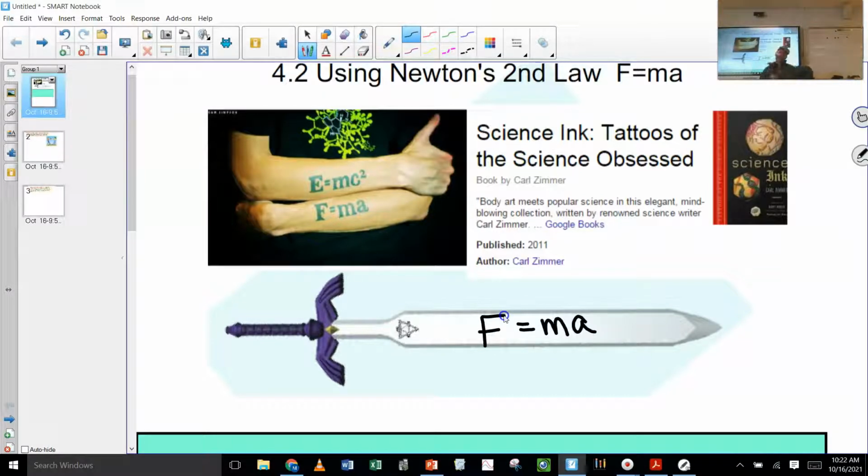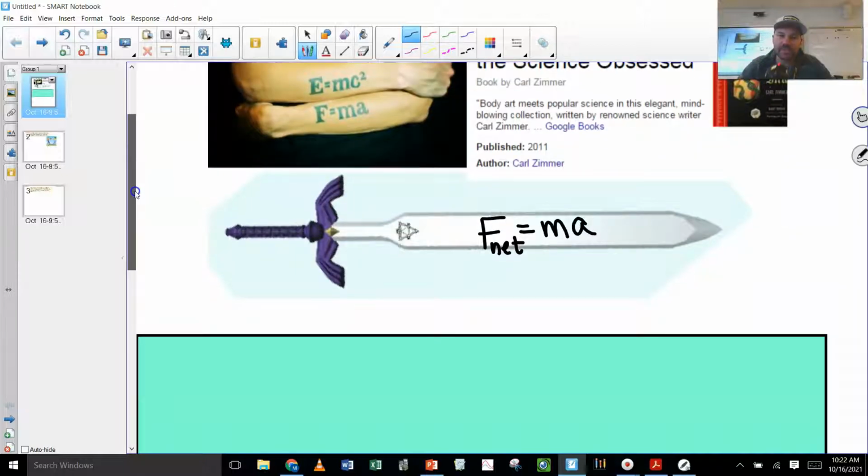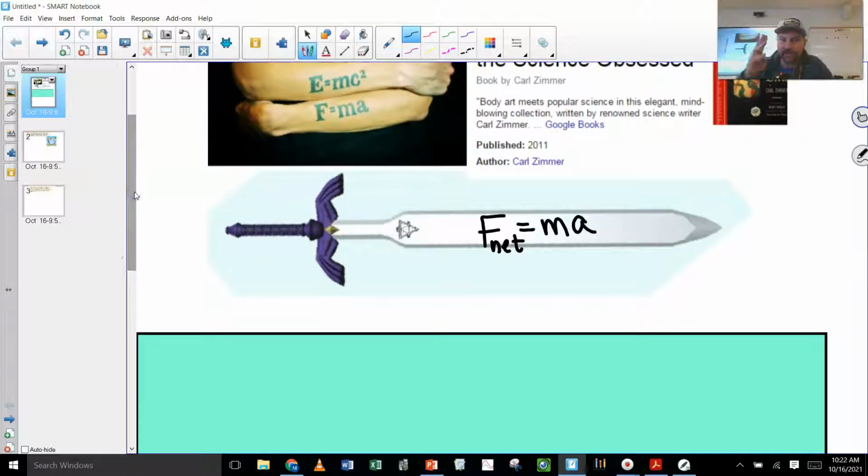The Master Sword in The Legend of Zelda is very, very important. And I want to give one caveat to it. I want you to use the net force. And if you have this idea, this is going to take you very, very far. This is probably the most important idea of Chapter 4, that if you have a net force on an object, then you have acceleration.